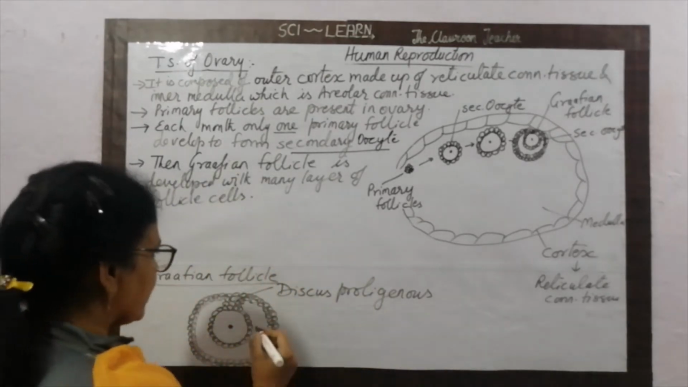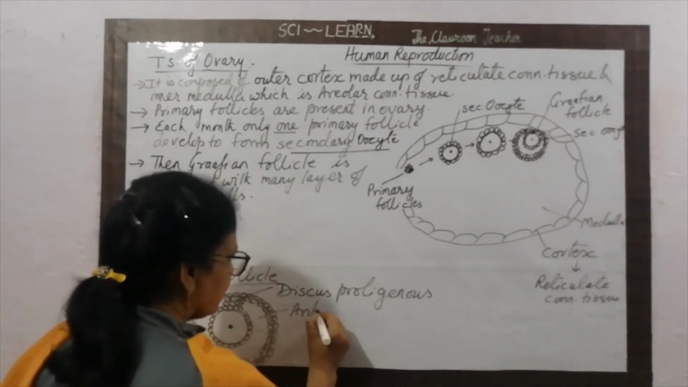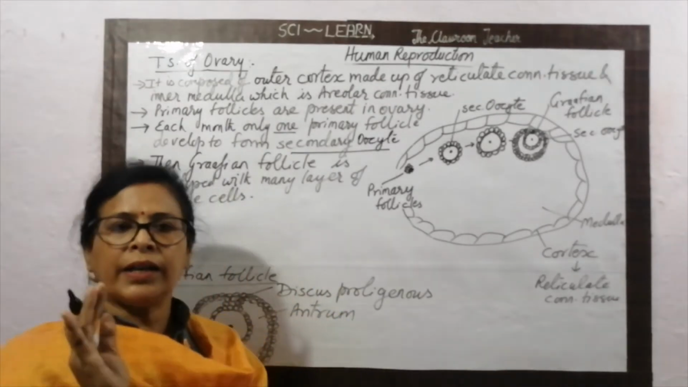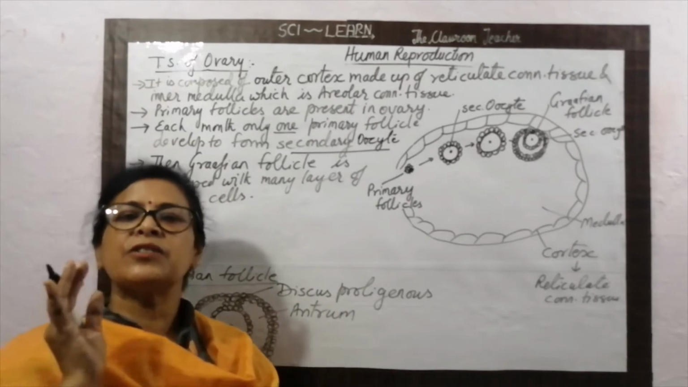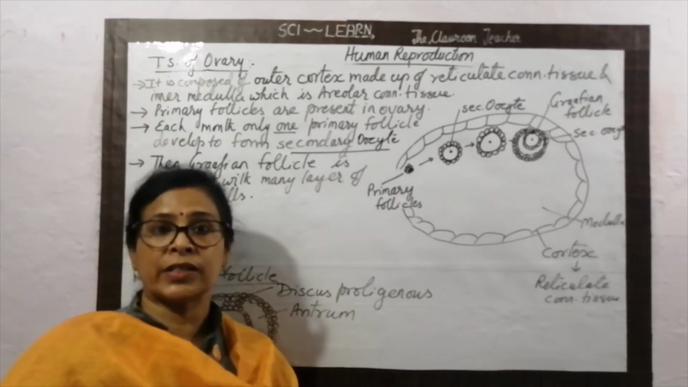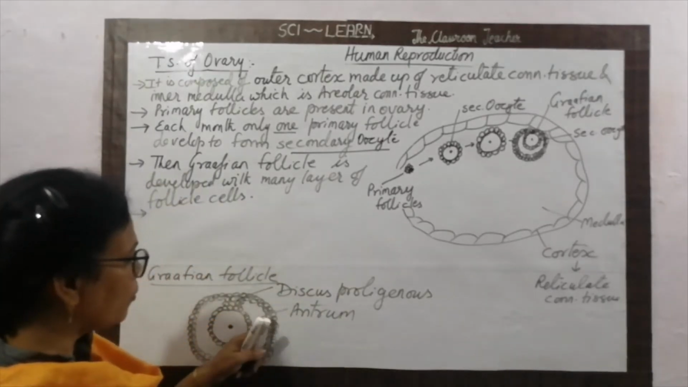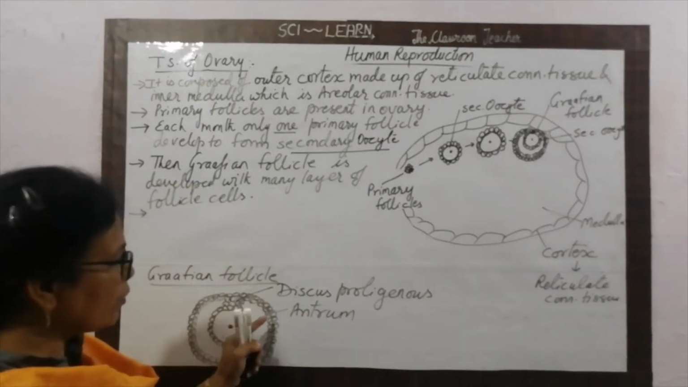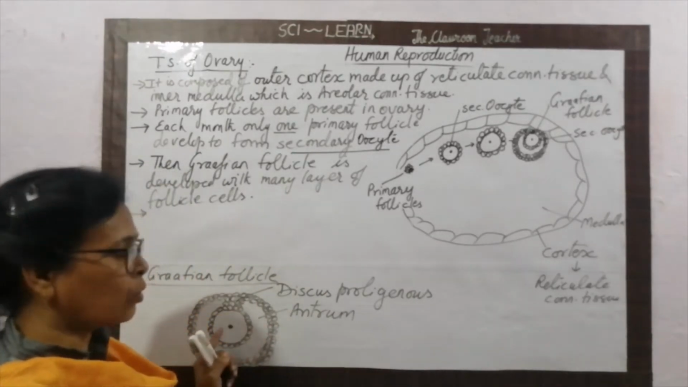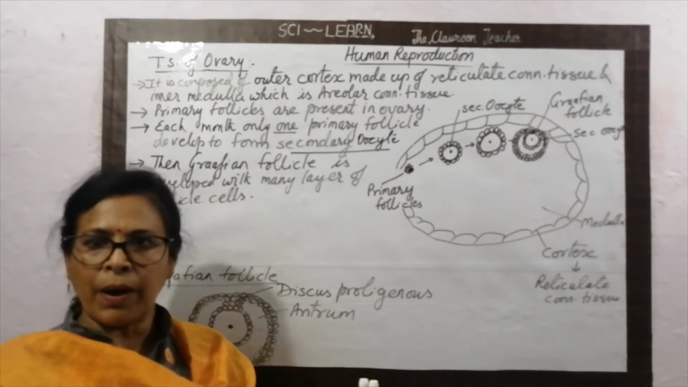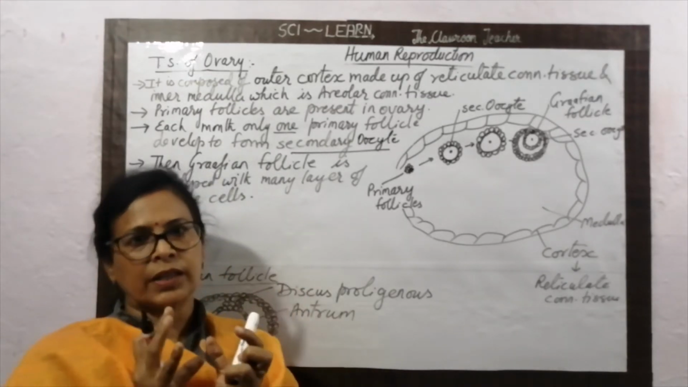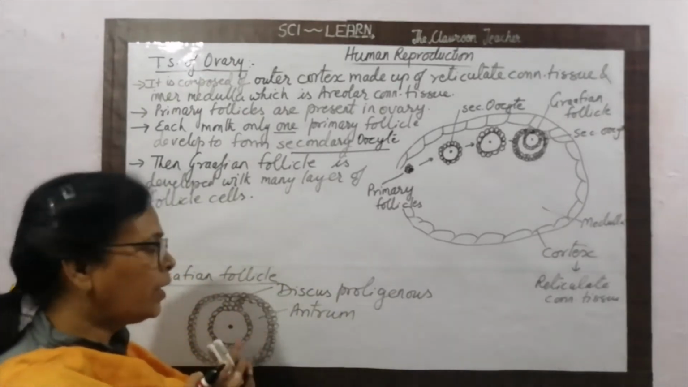This part is called the antrum. The antrum is not an empty part, it is actually a cavity filled with viscous liquid. From where is this viscous liquid formed? It is formed by this follicle layer. This follicle layer forms the viscous liquid which fills the part called the antrum. The antrum is the part which holds the viscous liquid.